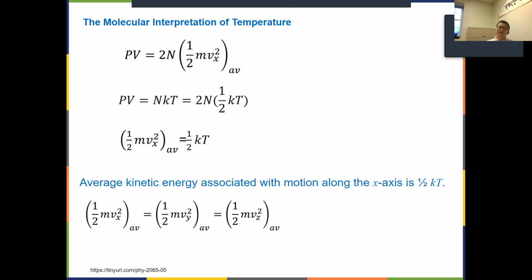Now, keep in mind that there are also the y direction and z direction, right? And each direction should be the same, because the velocity is random. It's arbitrary, right? That means each direction should be identical. X, Y, and Z should be identical, because you can rotate the X, Y, Z axes however you want, as long as they are perpendicular to each other. So if the kinetic energy on average in the x direction is 1/2 kT, then it should be the same in the y direction, and also in the z direction, okay?